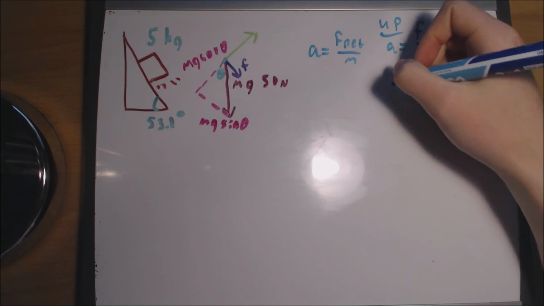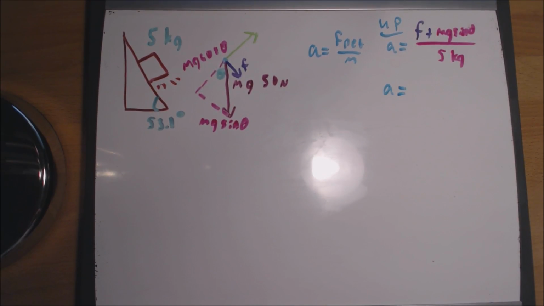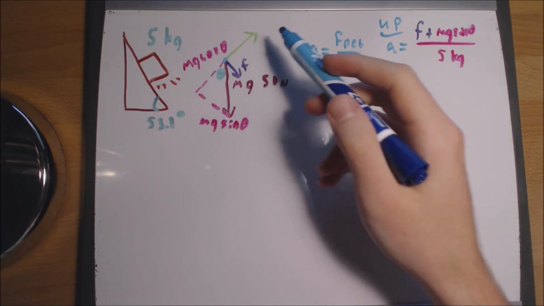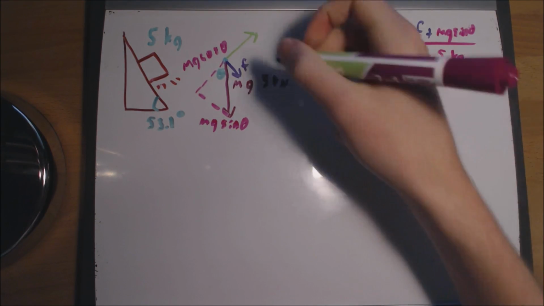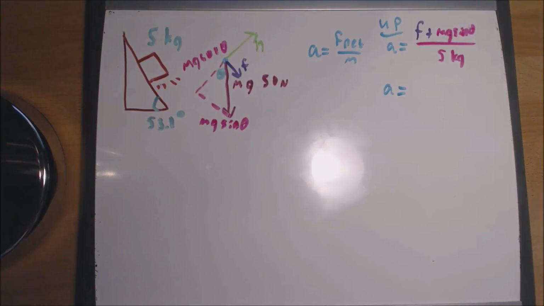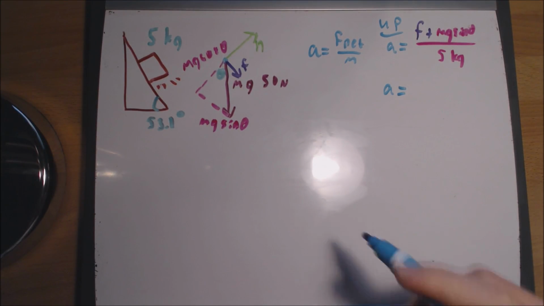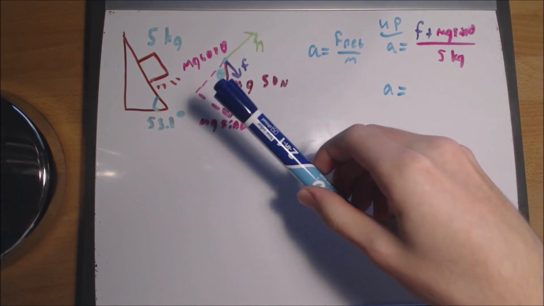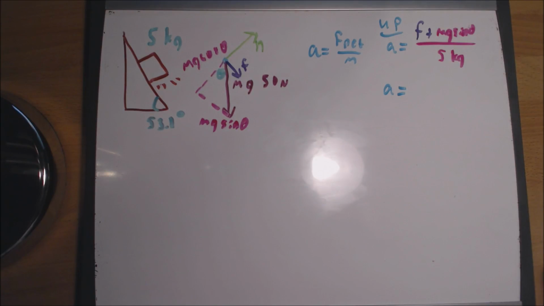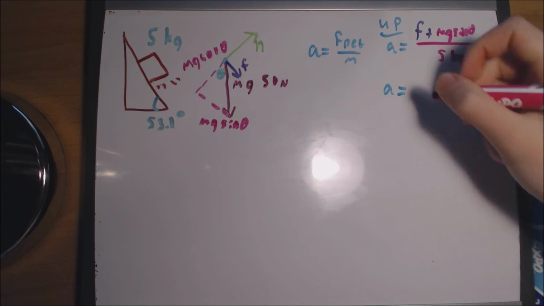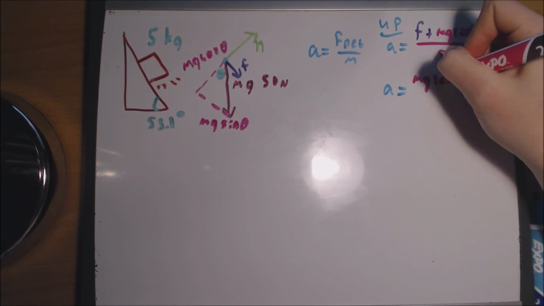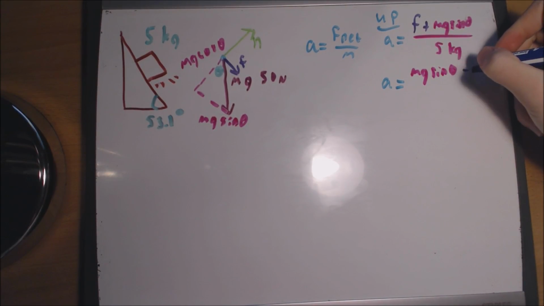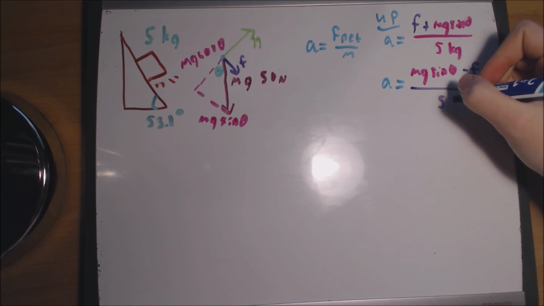When it's going down, you get a whole different one. We're still having the mg sine theta, and the mg cosine theta is balancing out the normal force, which I need to label. So we've got mg sine theta, but when the block's traveling down, the friction's going the other way. So our net force is actually going to be mg sine theta minus the frictional force, over 5 kilograms.